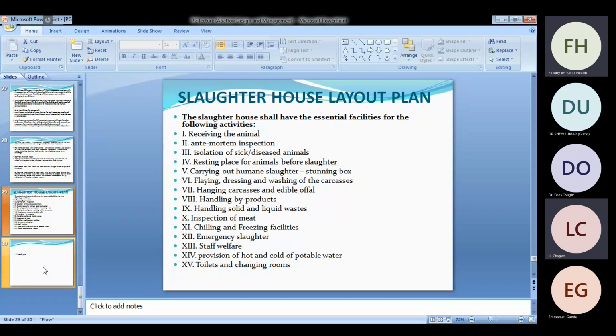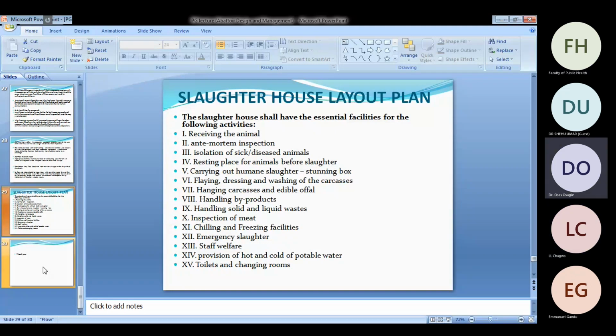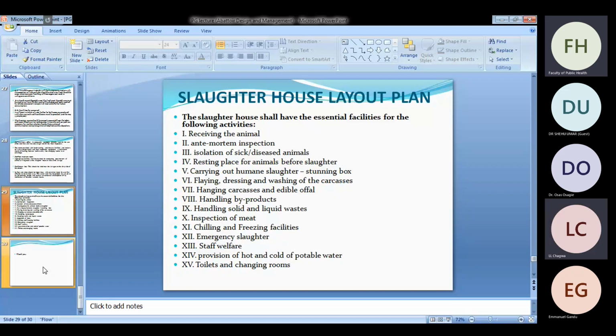What are the necessary facilities for antemortem inspection? Slaughterhouse, antemortem inspection, lairage. So we have to know the differences. When I ask you the activities, you'll be able to know the facilities needed for specific activities in the abattoir.